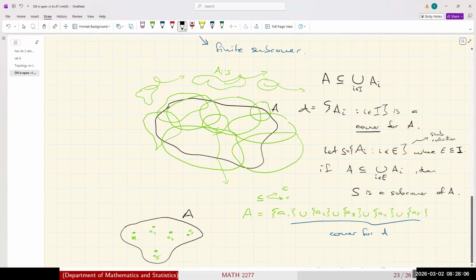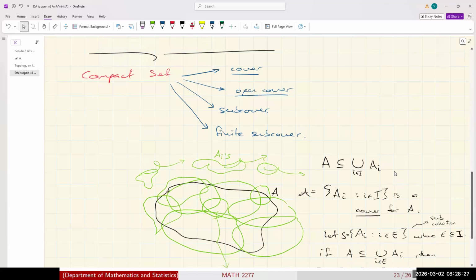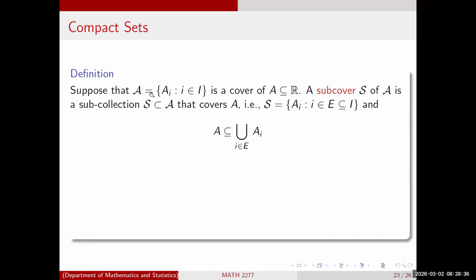So we have a cover for A, and a subcover of A simply means you take the original cover, take all those sets, and throw out some. If the remaining sets you have still cover A, then we call that a subcover. The ideas are very easy to understand, but you have to know how to write it mathematically.